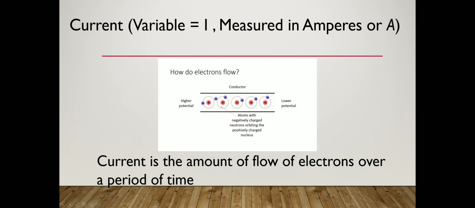Now, let's move on. So again, let's do a brief review of current. And current is the rate of electron flow over time. So how many electrons are flowing through this wire, flowing through a circuit in a given amount of time. All right, and so we know that current is measured in amperes or A, and the variable for current is I. So again, electric current is the amount of flow of electrons in a period of time.